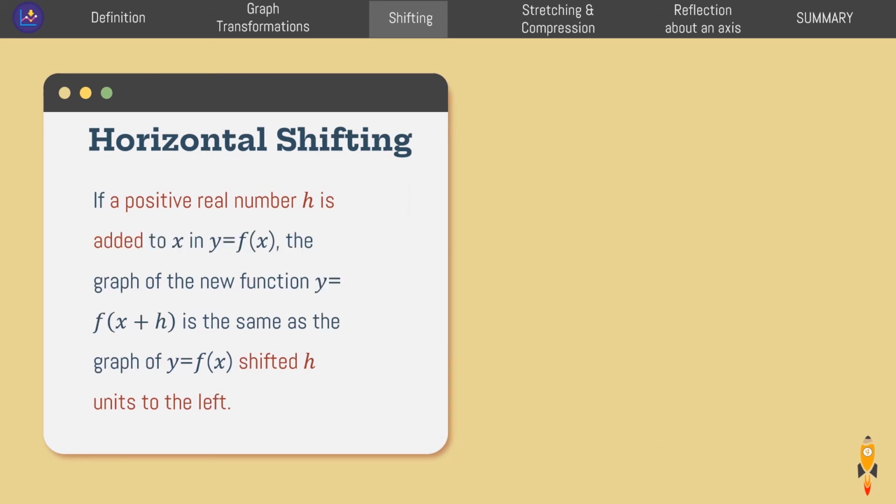If a positive real number h is added to the variable x in y = f(x), the graph of the new function y = f(x + h) is the same as the graph of y = f(x) shifted h units to the left.